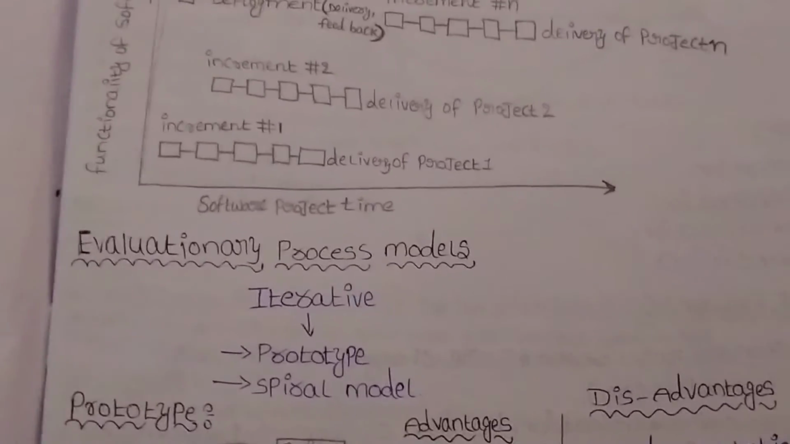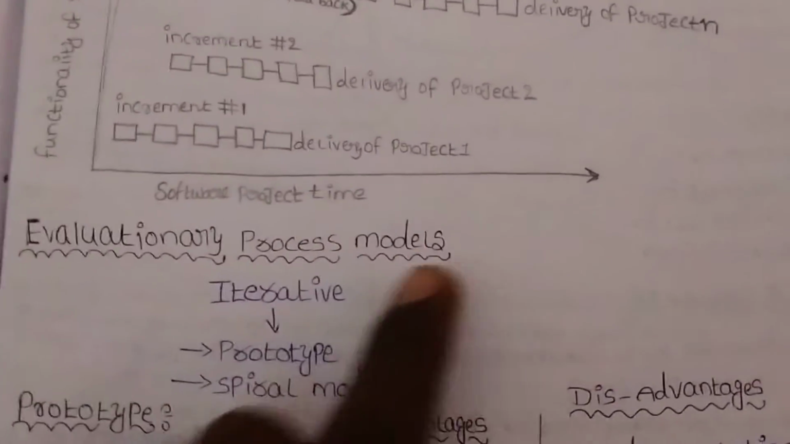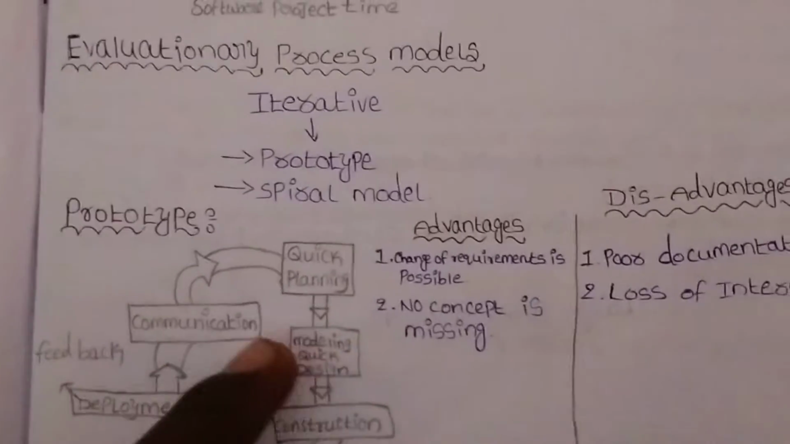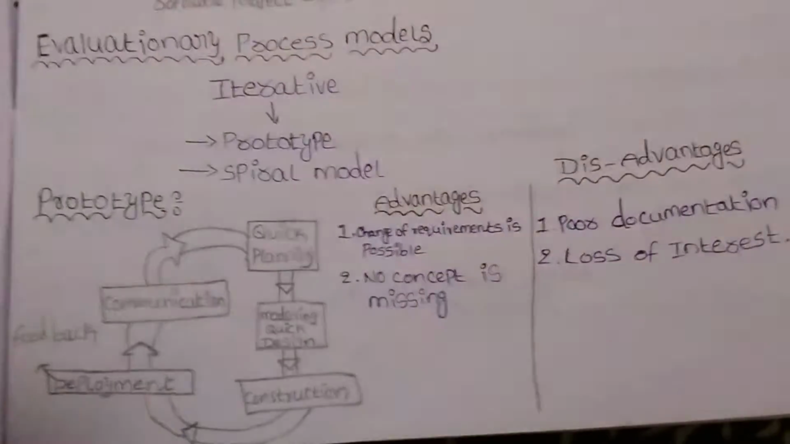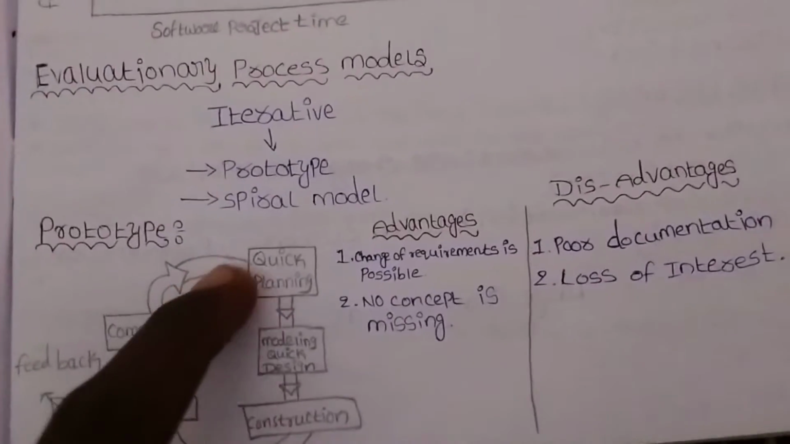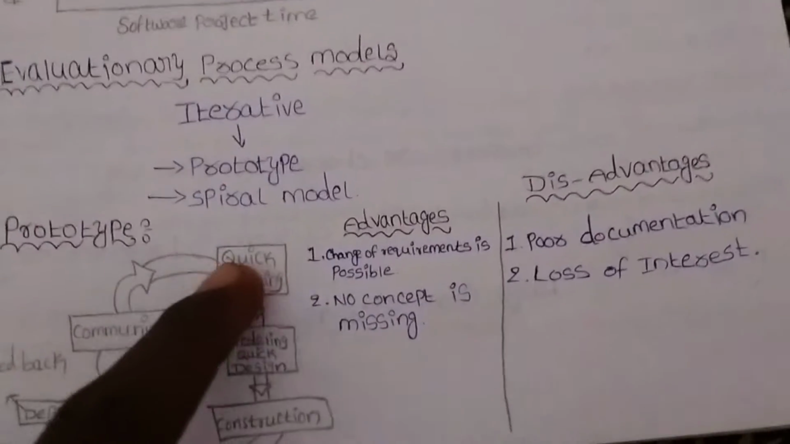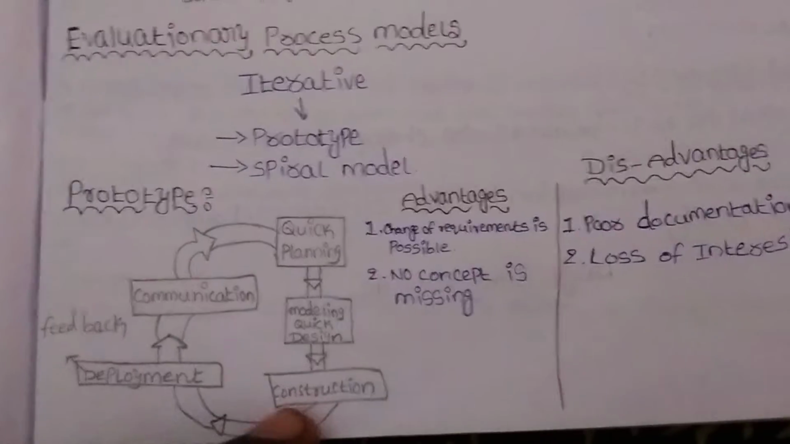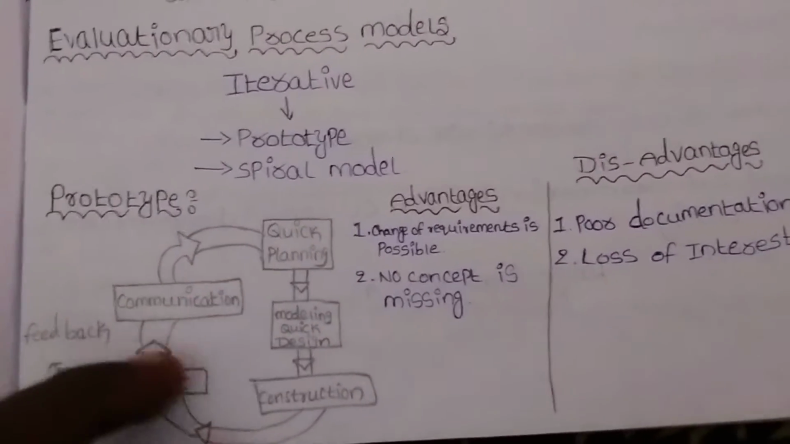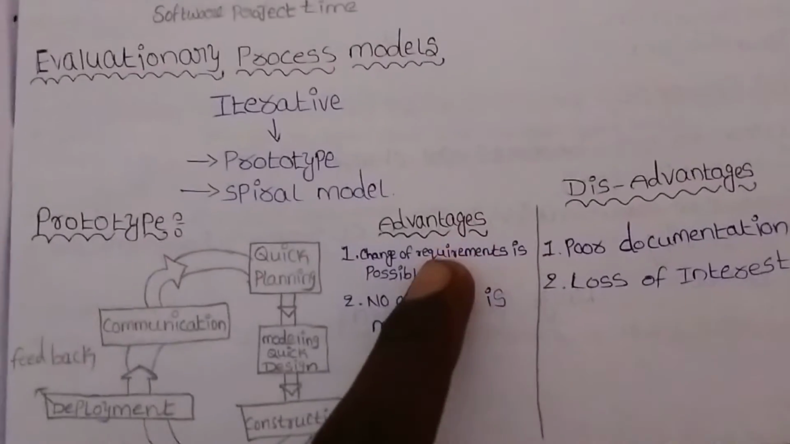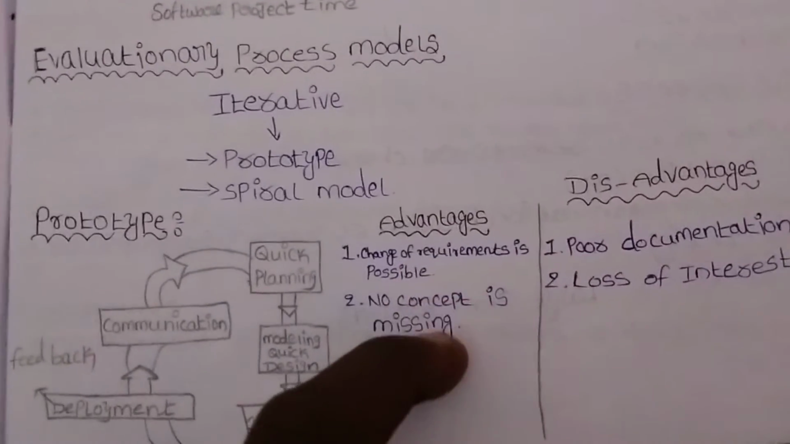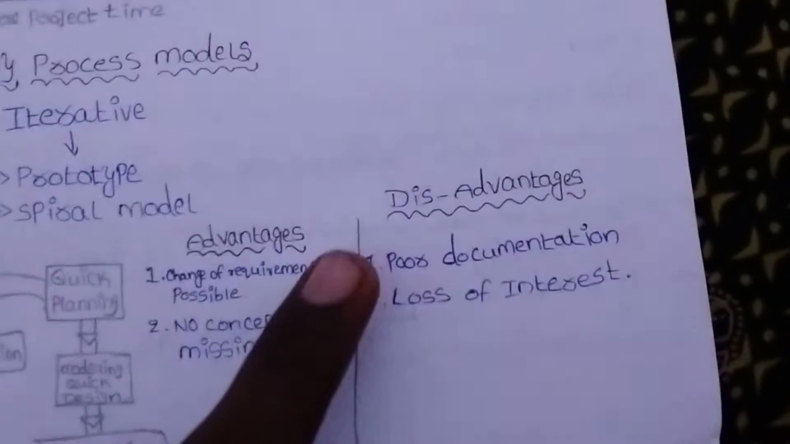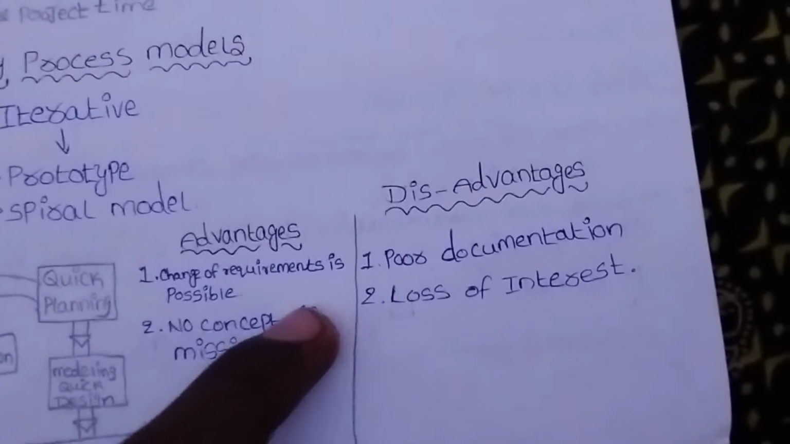We can also see evolutionary process models: iterative, prototype and spiral model. Prototype goes in a circular way, rotating: quick planning, modeling, quick design, construction, deployment, feedback. Advantages: change of requirements is possible, no concept is missing. Disadvantages: poor documentation, loss of interaction.